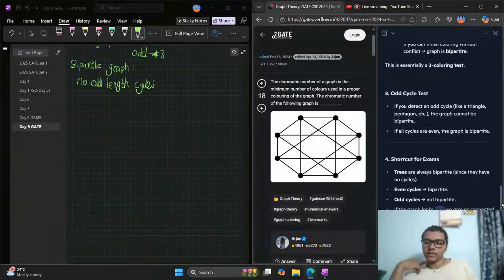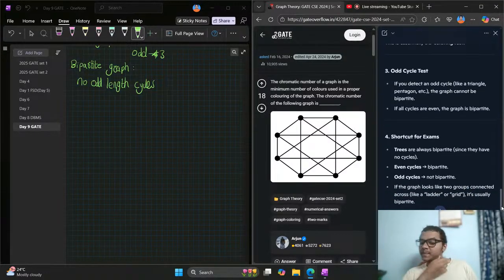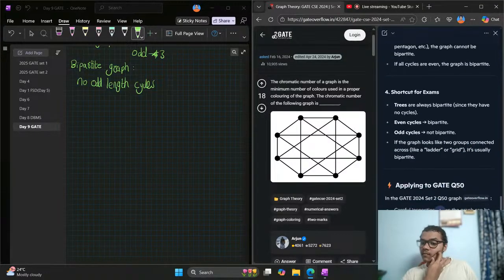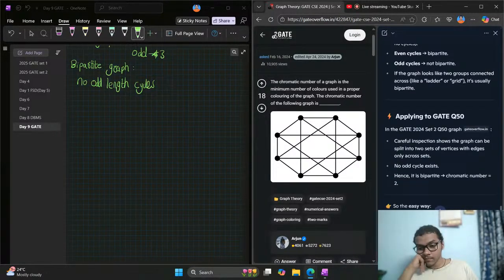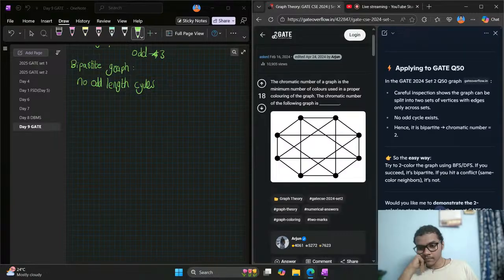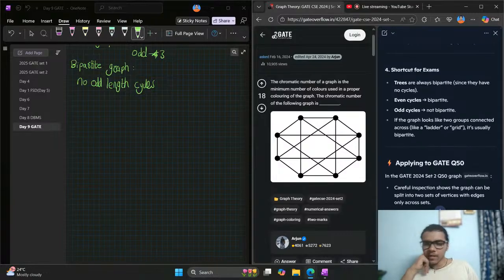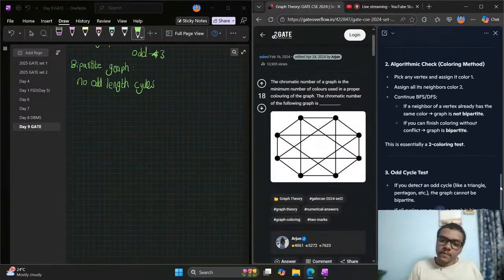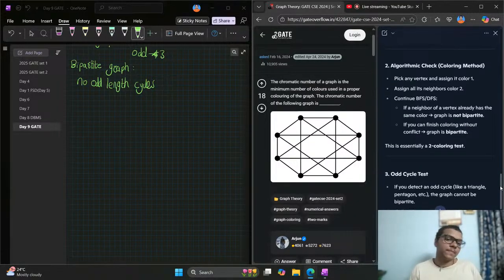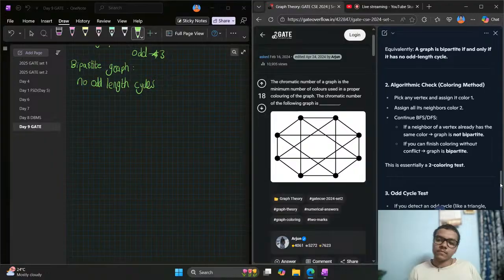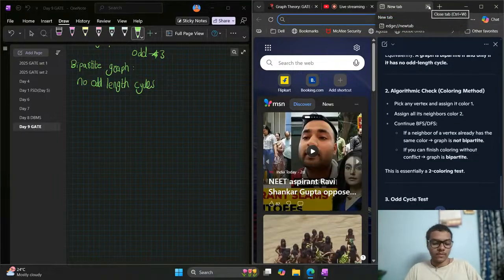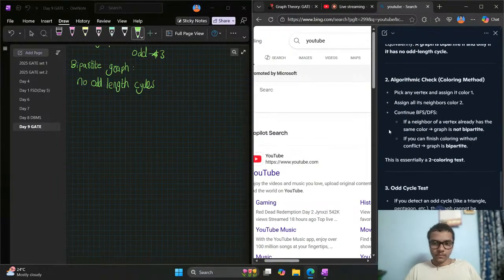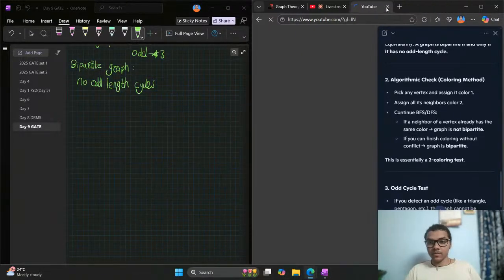Trees are always bipartite. To color the graph, use BFS or DFS. You can use the two coloring test, okay? Two coloring test, we will check that one out. So this is question number 2, by the way.